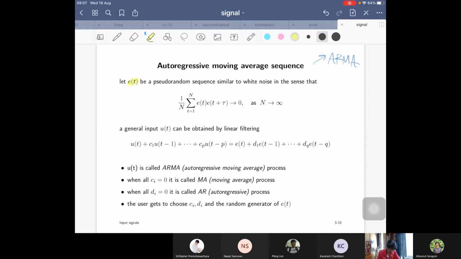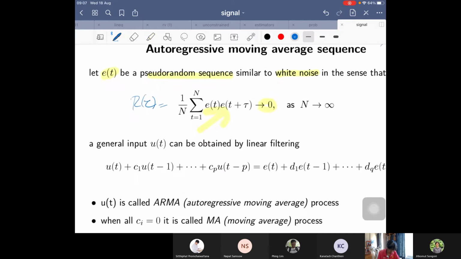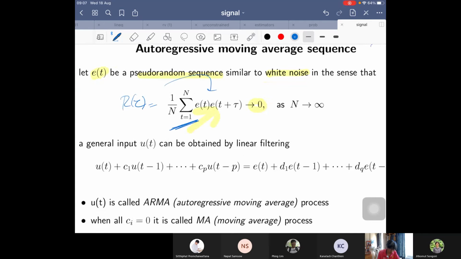We let e be a pseudo-random sequence similar to white noise, in the sense that the autocorrelation function is 0. Remember this autocorrelation function uses the time average instead of the ensemble average, because this is a signal that you can produce yourself. Something you can produce yourself is deterministic, but we would like to generate it so that it's similar to white noise.